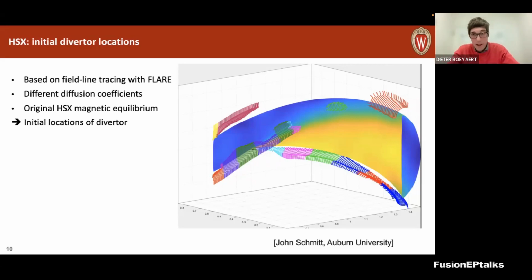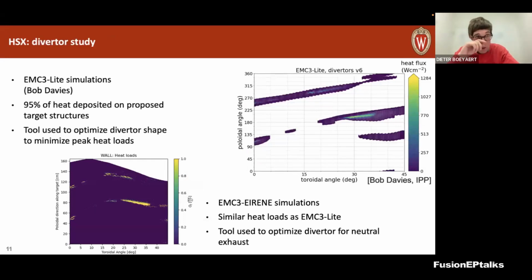So the next question is, we now have our initial locations of our divertors, and we want to see how we can optimize them further. For that, we have some extra tools: EMC3-Lite and EMC3-EIRENE. EMC3-Lite is mainly used to optimize the divertor shape to minimize the peak heat loads. Why do we use EMC3-Lite for it? Because it's a super fast code, it runs within several seconds. Then we can see what the effect is of changing the shape of the divertor a little bit on what we get in the end.